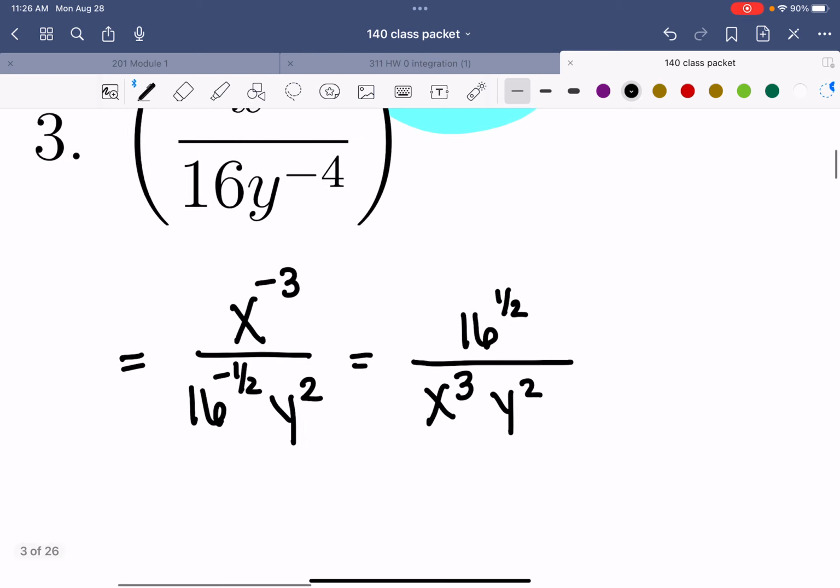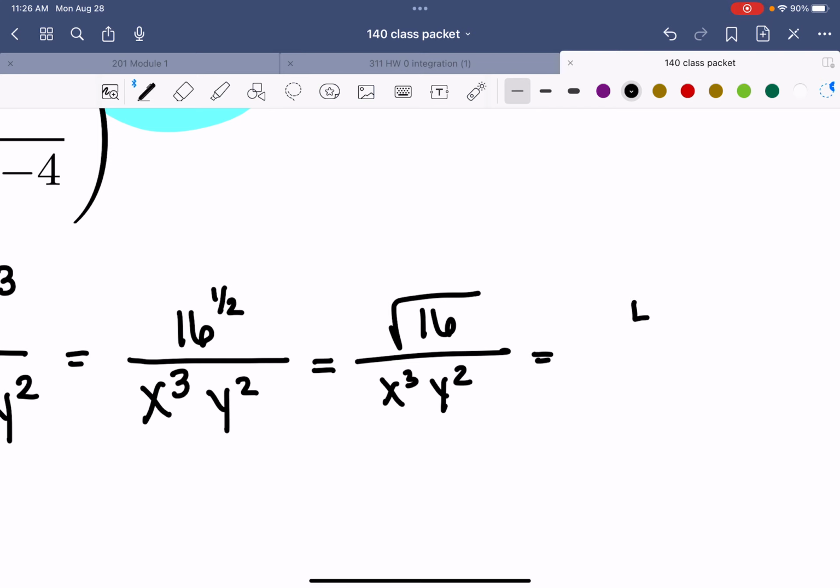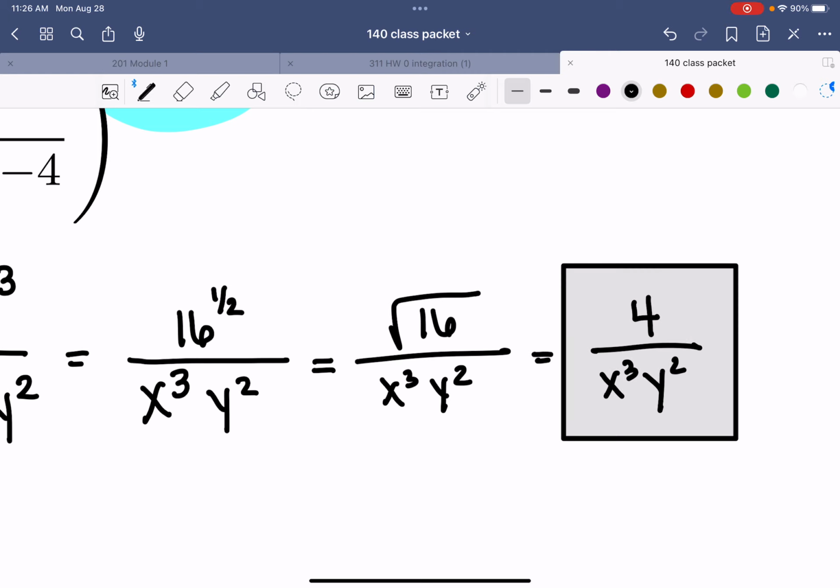Okay. And then the last thing is that we have to deal with the 16 to the 1/2 power. And 1/2 power, if you remember from above, means square root. So this is the square root of 16 over x cubed y squared. And the square root of 16 is 4. So this becomes 4 over x cubed y squared.